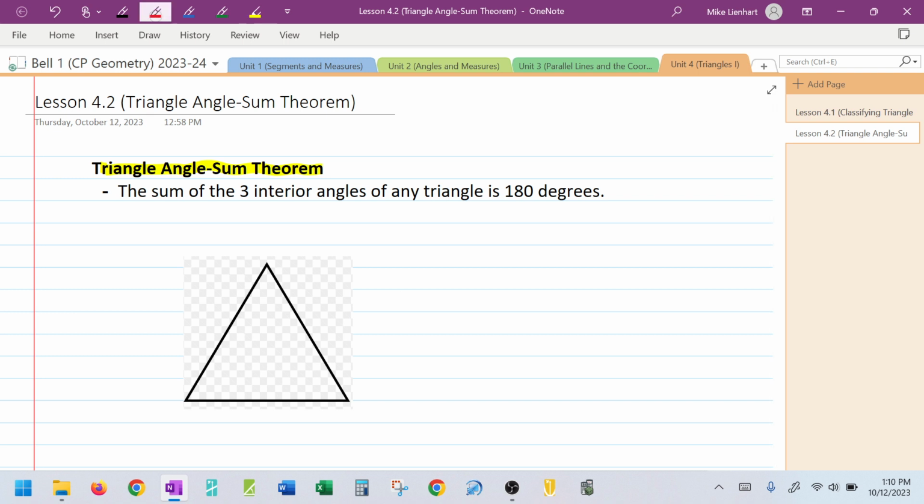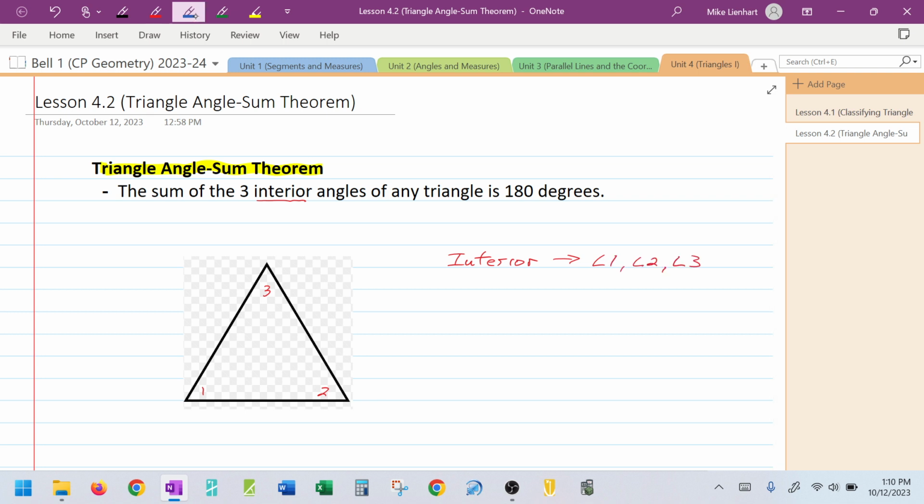The first thing I want to do is make sure that you understand what this interior actually means. So interior means the inside, if you will. So I know angle 1, angle 2, and angle 3 would be known as interior angles.